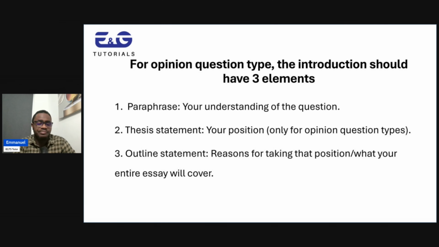And number three is what we call the outline statement, meaning the reason for taking that position or what your entire essay will cover. This is more or less like giving the examiner a tip. Okay, this is what I want to discuss. This is what my entire essay is centered upon. Better put, the central theme of your essay is what you'll be sharing in your outline statement.